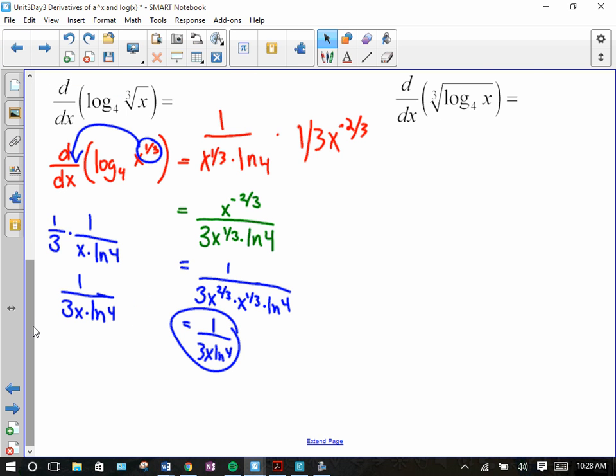Alright, well, here we go. So we have the derivative of the cube root of log base 4 of x.